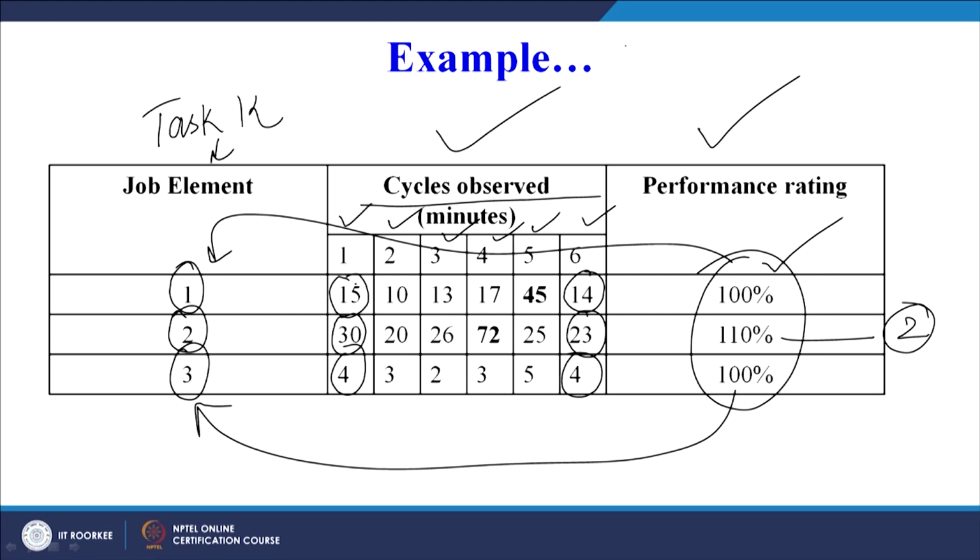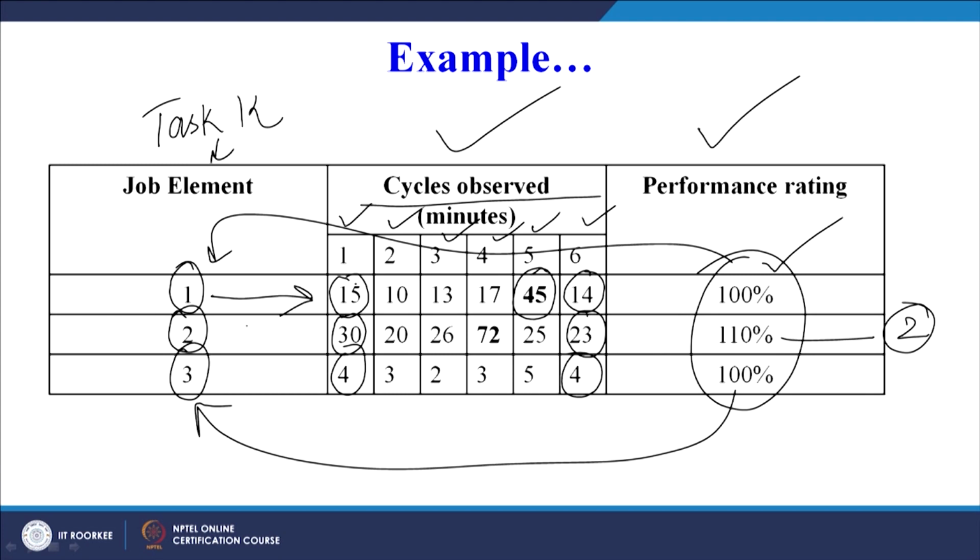So we have got the performance rating and the time for each cycle. Now what we need to do here? First we need to find out the average of this, and if you closely observe this data, there is a value of 45 which seems to be kind of a random value, because otherwise, for job element 1, 6 readings are available with us for 6 work cycles.